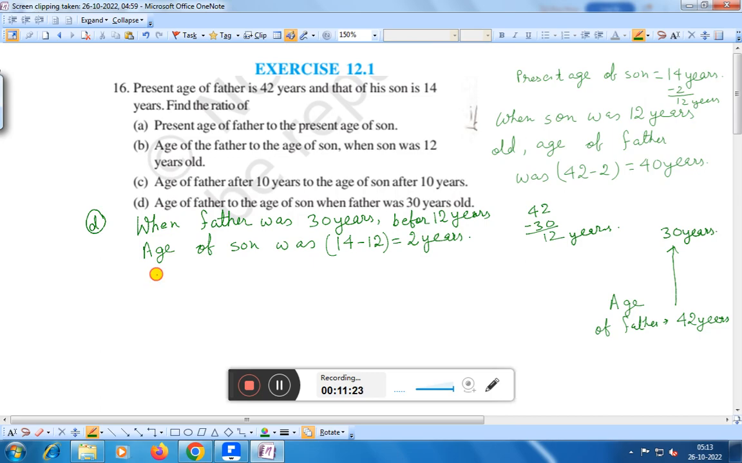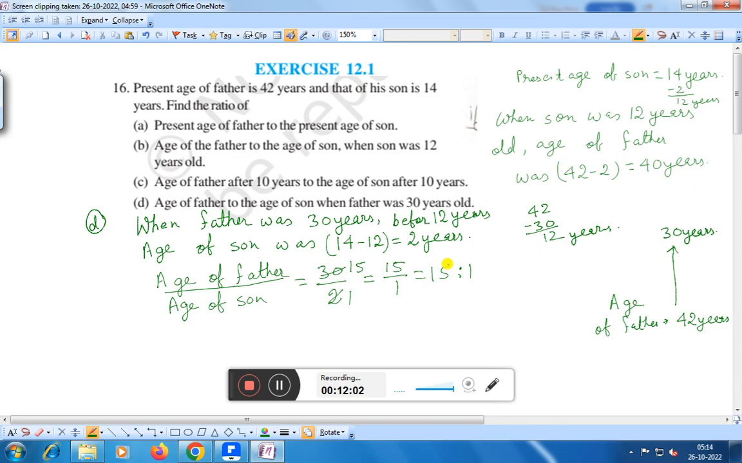Now, the ratio of age of father to the age of son is equal to age of father 30 and age of son is 2 years. That is, 2 fifteens are 30, that is 15 by 1, or you can say it as 15 is to 1.